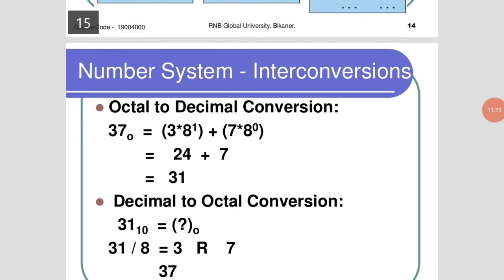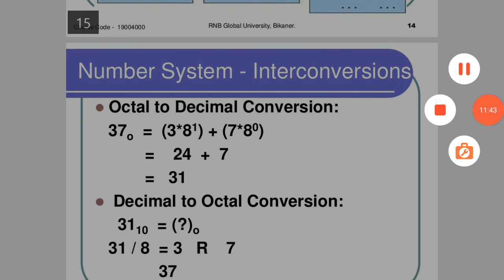37 octal is equal to 3 into 8 raised to 1 plus 7 into 8 raised to 0, which is equal to 24 plus 7, which is equal to 31. Decimal to octal conversion: 31 to the base 10 is equal to how much in octal? 31 divided by 8 is 3 remainder 7, so 37.